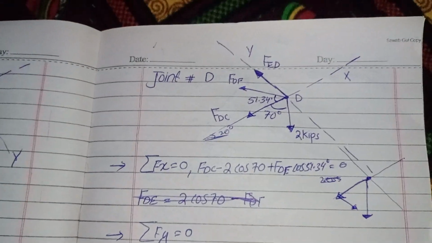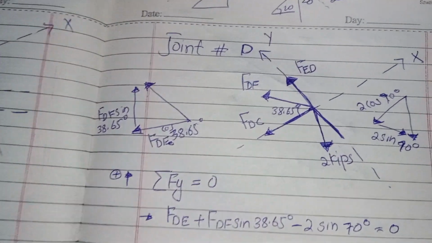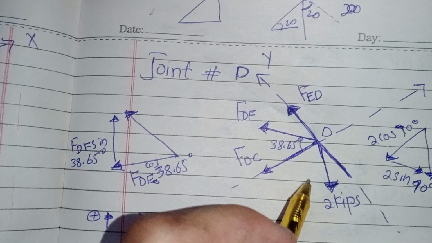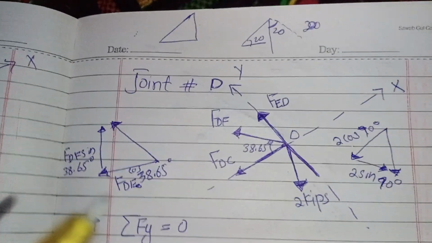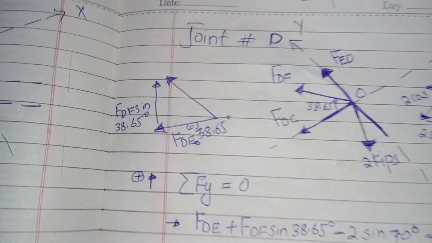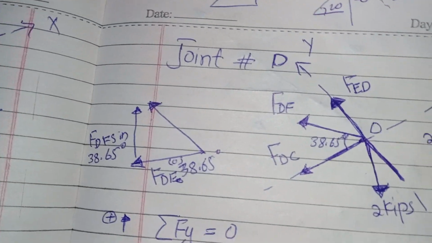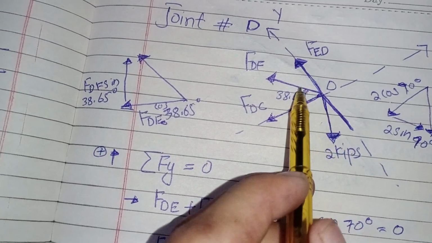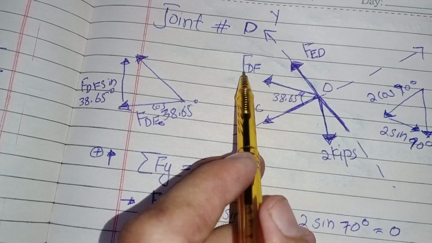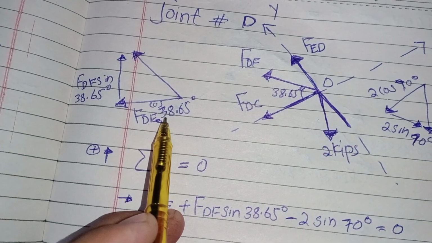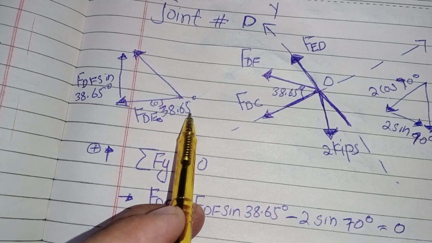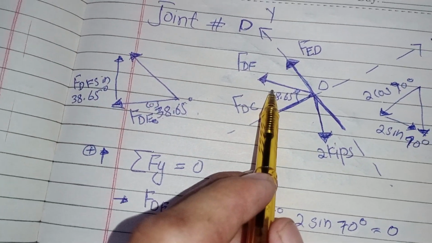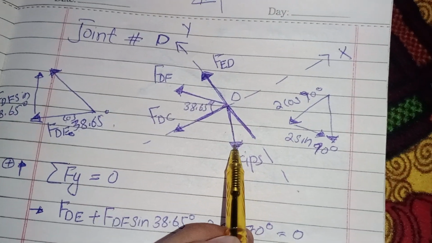Now I want to take joint D here. This is joint D, which has 4 forces acting on it. First of all, I assume that all these forces are in tension, and then I resolve this force into its components. So FDF, this is the horizontal cos component, and this is the sine component of this force. So I resolve it into its components.